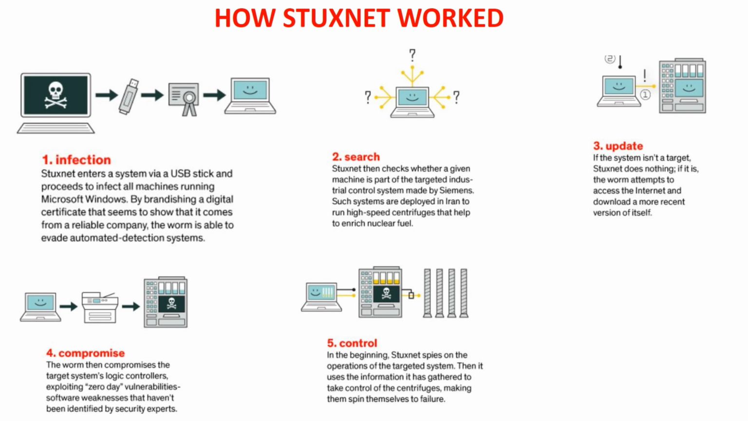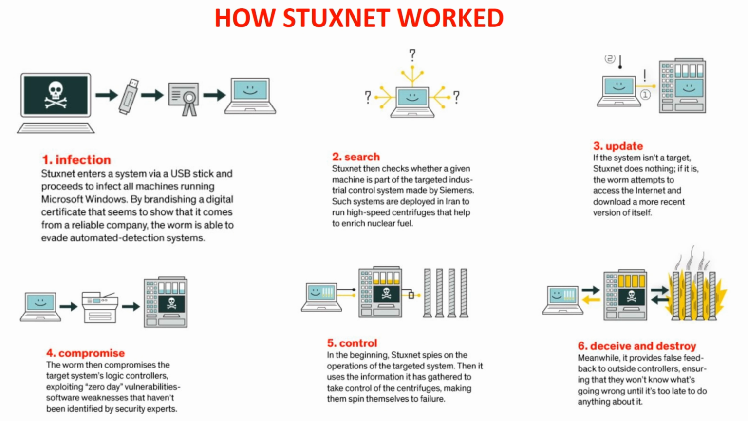Control. In the beginning, Stuxnet spies on the operations of the targeted system. Then it uses the information it has gathered to take control of the centrifuges, making them spin themselves to failure.